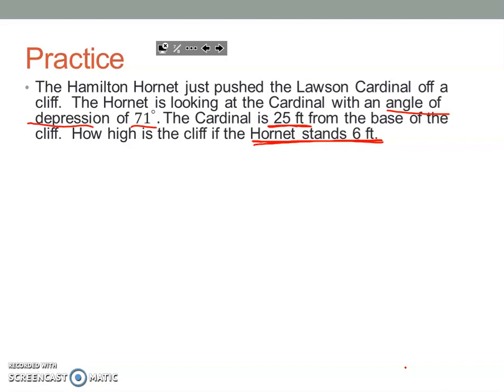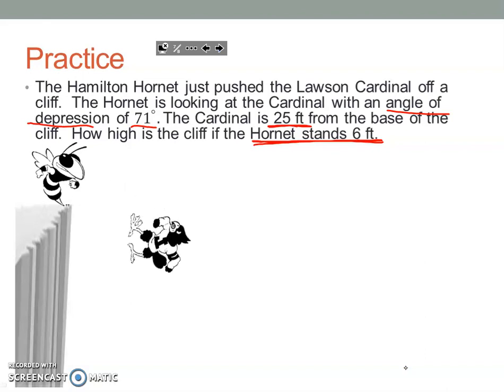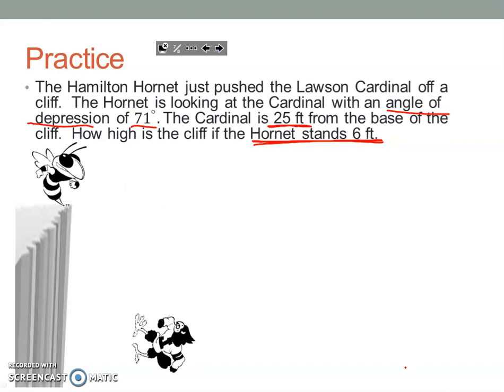Okay, hopefully you've paused the video. Hopefully you've drawn your Cardinal there. I'm pretty proud of this animation, so I'm kind of bummed that you don't get to see it, but we'll go through it real quick. You have your cliff, and then your Hornet walks up to the cliff, sees that Cardinal, gives him a little shove, and pushes him off the cliff, where he promptly is not there anymore.